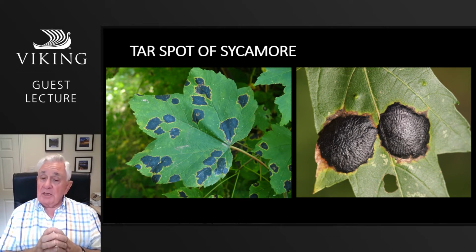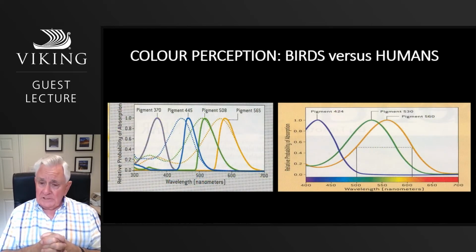And the reason they're there is that melanin actually protects you from nuclear irradiation. Useful little fact to know. Now, let's talk about colour perception.